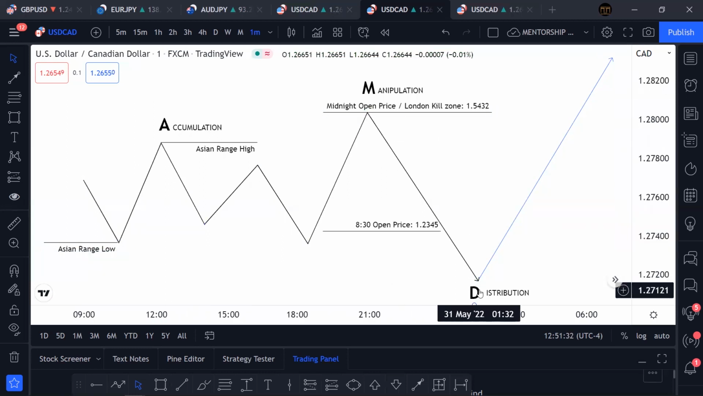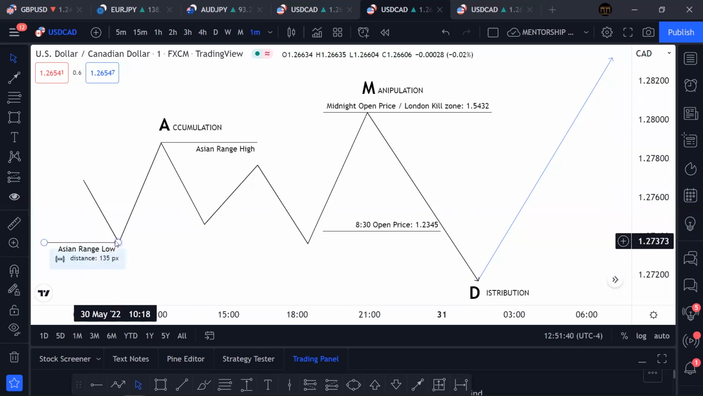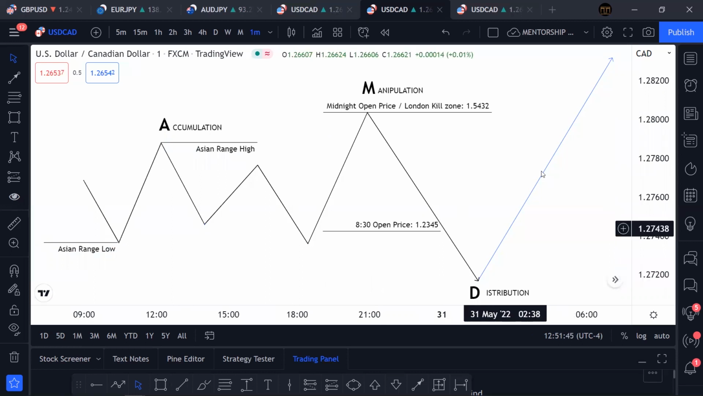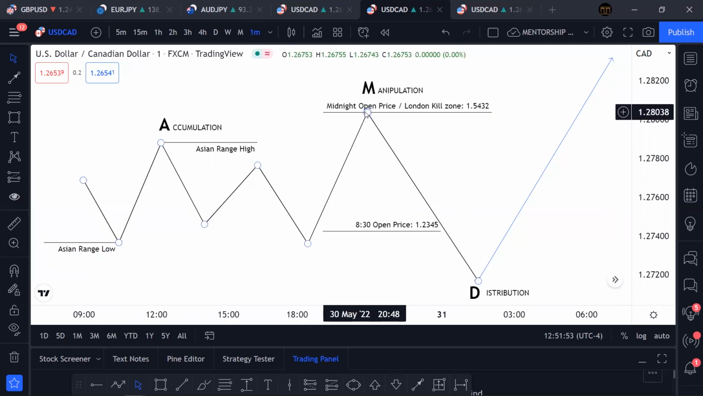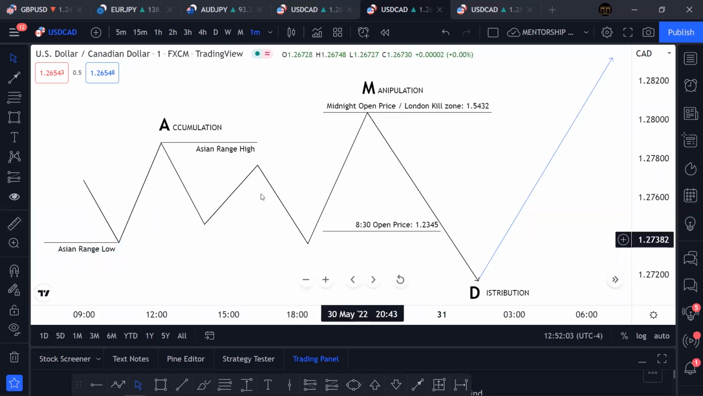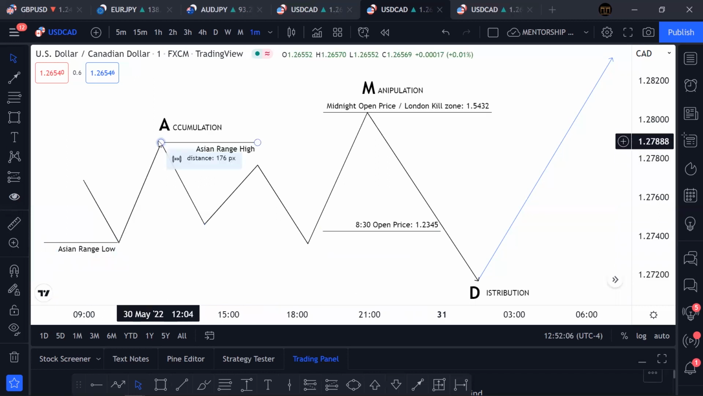Then that's where smart money is going to buy. Smart money will buy below the Asian range low if we are to be bullish, and it will sell above the Asian range high if you are to be bearish. Midnight price opens the London kill zone as the manipulation drops. Below these lows, this is where smart money is going to buy. They're interested in taking the Asian range highs and lows fast.